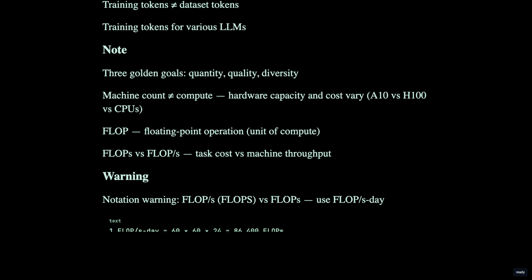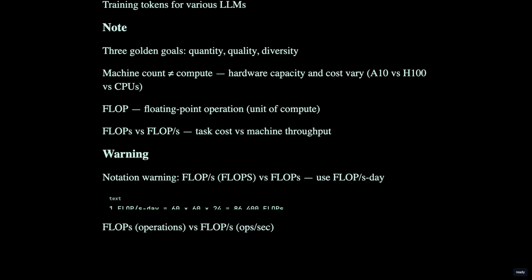We take 1 FLOP per second and multiply by the number of seconds in a day. 60 seconds times 60 minutes times 24 hours equals 86,400 seconds. So 1 FLOP/s for a day yields 86,400 FLOPs. The mental model is simple. Total work equals rate times time.